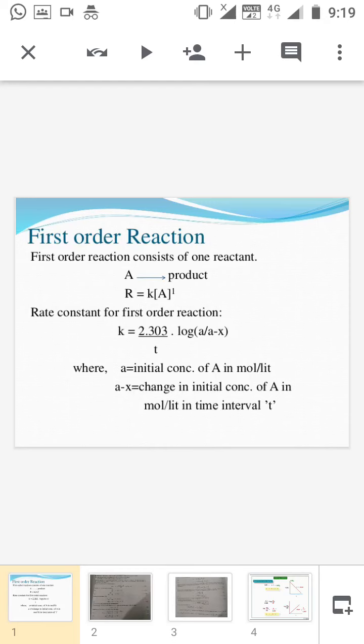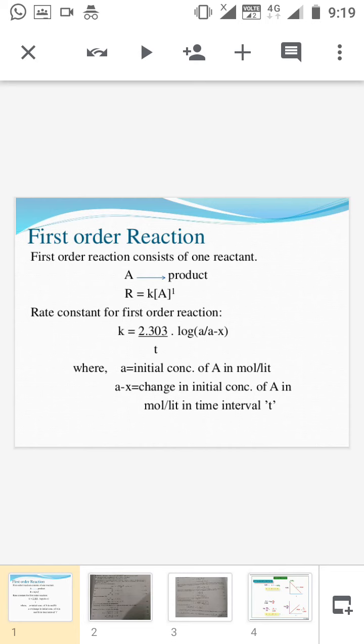Today we are discussing the first order reaction. Okay, we already discussed what is the order. Order means it is the sum of the power of the concentration term in the rate expression or rate law. So consider the reaction A gives the product.